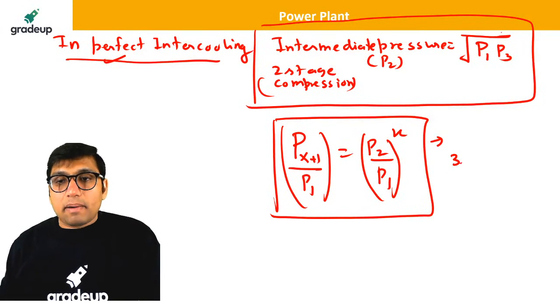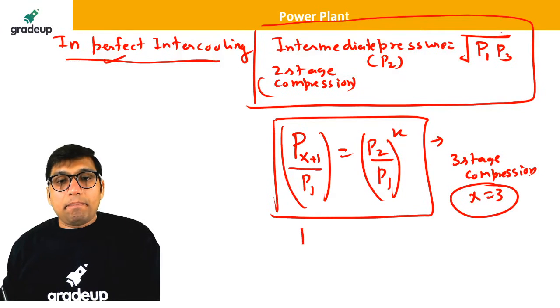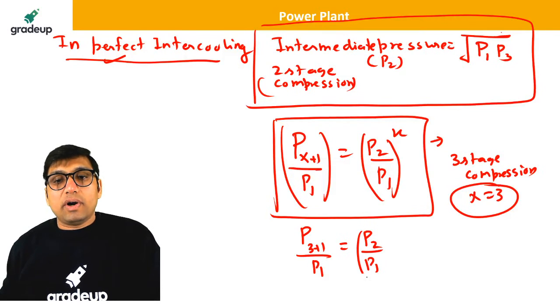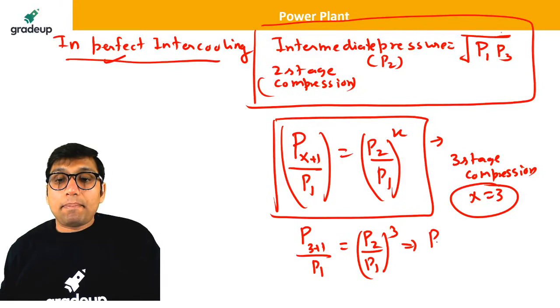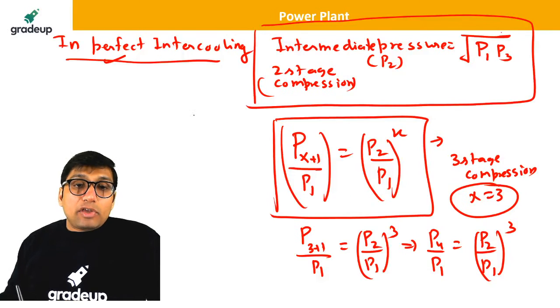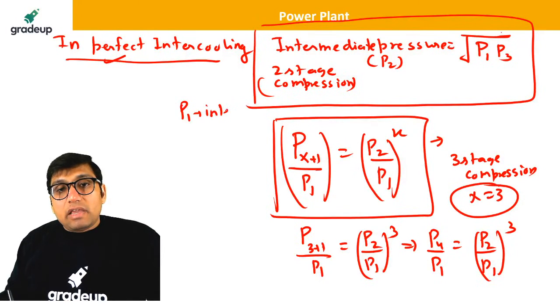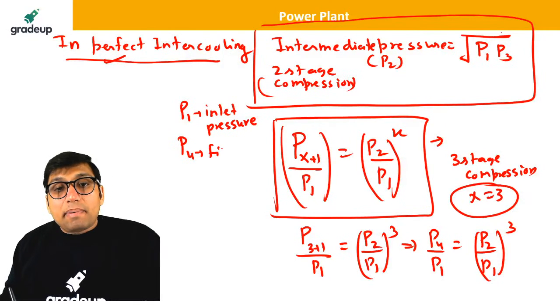Let's say it is a 3-stage compression. In that situation, x will become 3. So this will become P(3+1) divided by P1 is equal to (P2 by P1) to the power 3. So if it is a 3-stage compression, you will get P4 by P1 is equal to (P2 by P1) cubed. In the exam they will give you the inlet pressure. Whenever they ask you to find the intermediate pressure, they will give you the inlet pressure and the final delivery pressure.